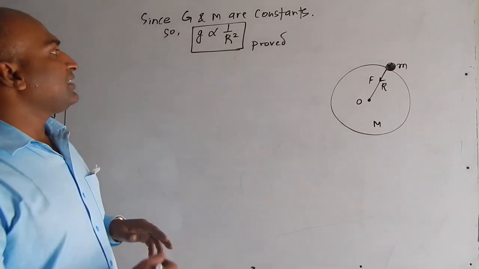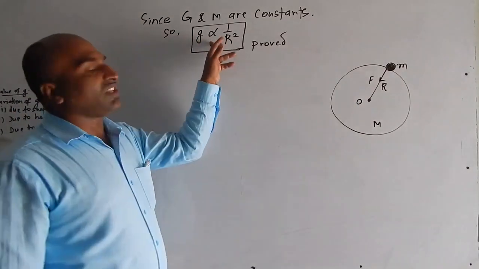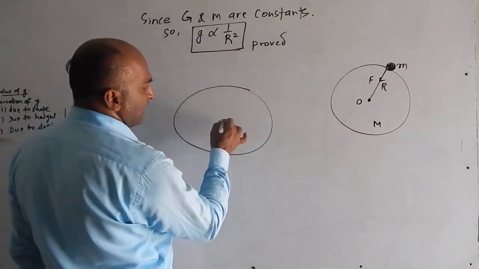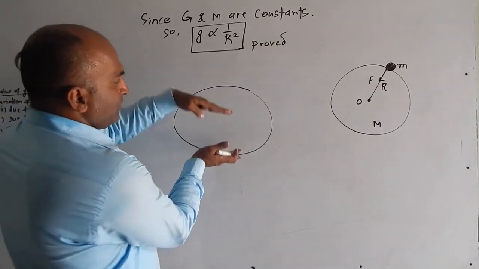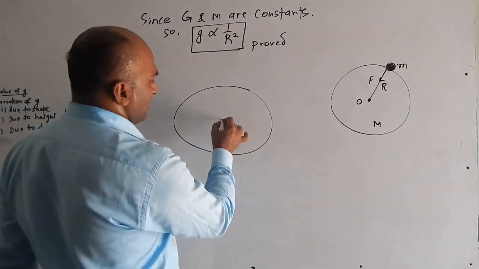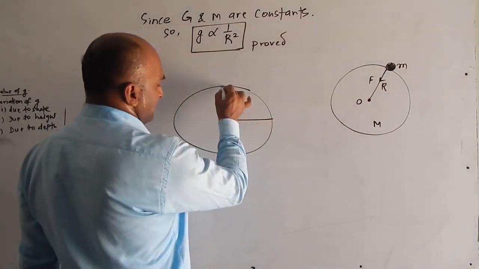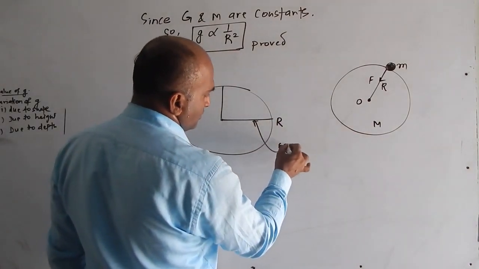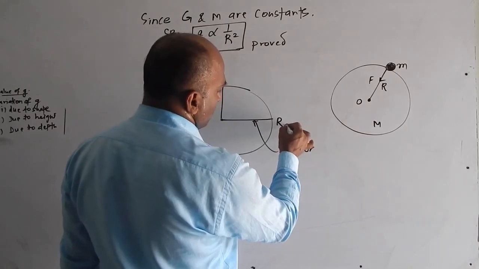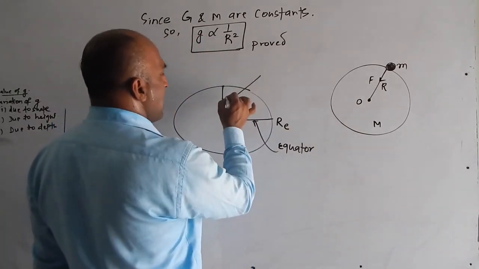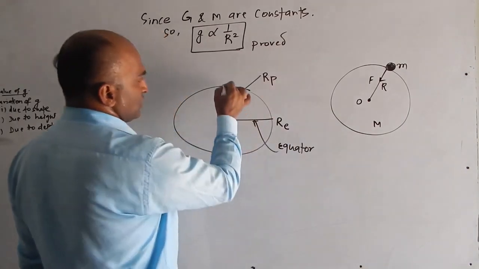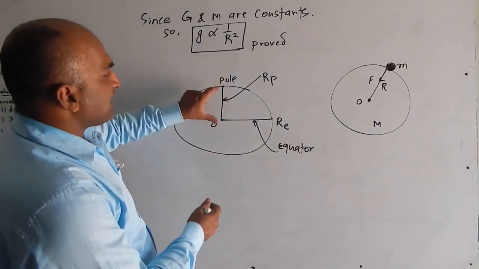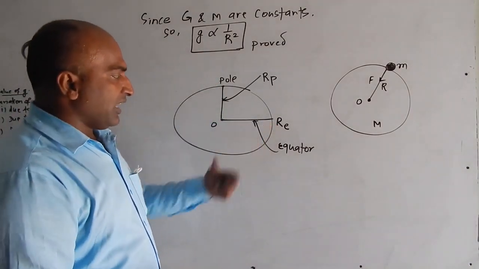One point to be noted is that our Earth is not exactly spherical. The shape of the Earth is in this way. We can say that it is flattened at the poles and bulged at the equator. So it has two radii. One is the equatorial radius, RE, and here is RP, which represents the polar radius.